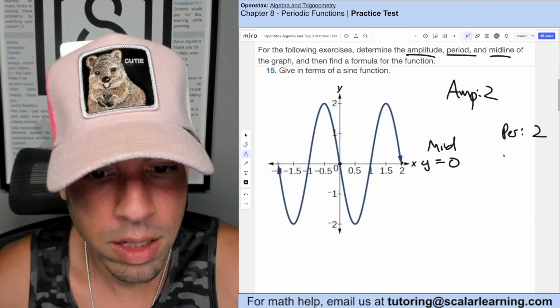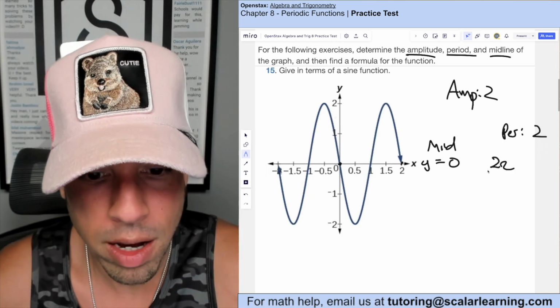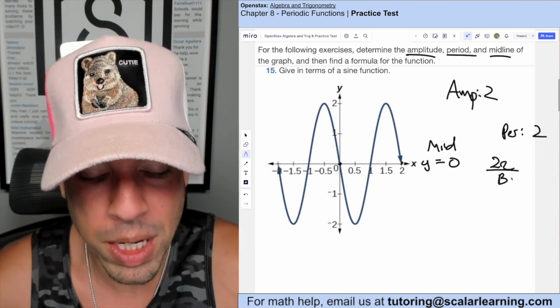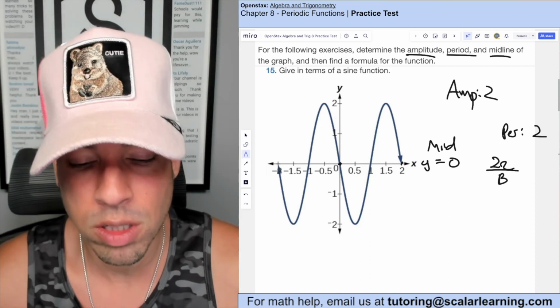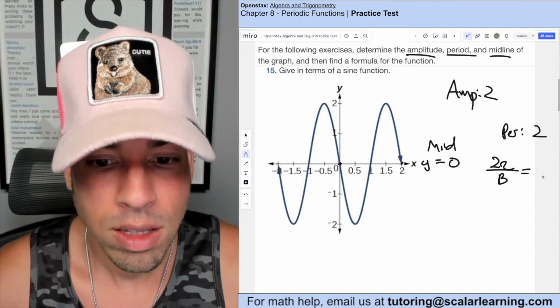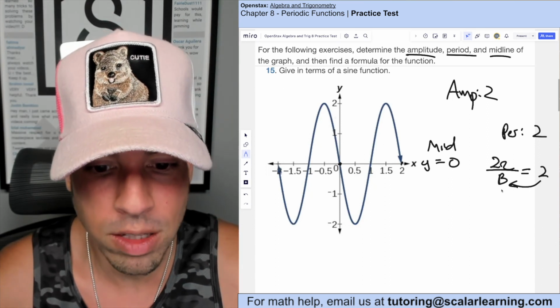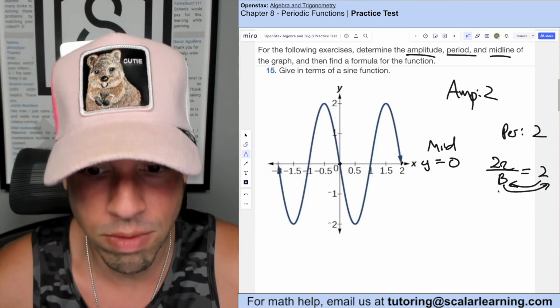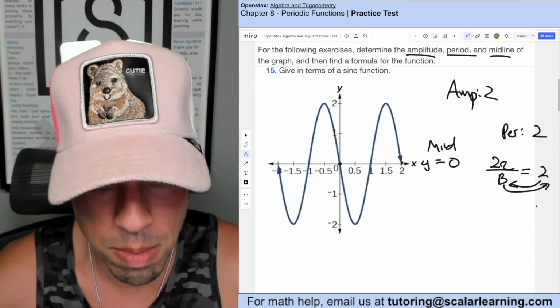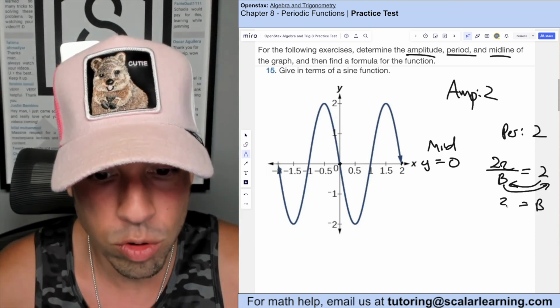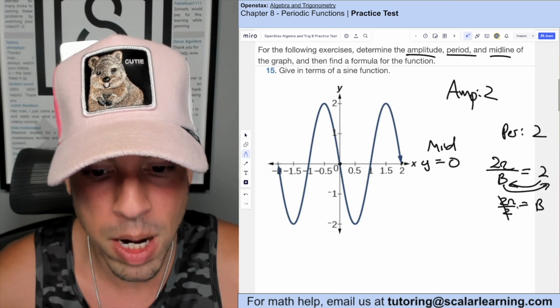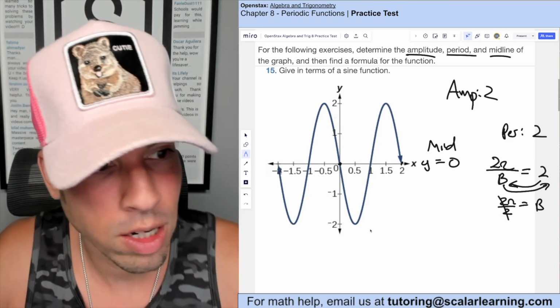Now, typically, the period is 2 pi. And then when we divide it by the b, which we're going to get to in a second, where that goes in the equation, we get the actual period, which in this case is 2, which means if I multiply this over here and divide it by 2 while simultaneously multiplying by b, I get b equals 2 pi over 2, which is b equals pi. That goes in the equation, and I'm going to show you how now.